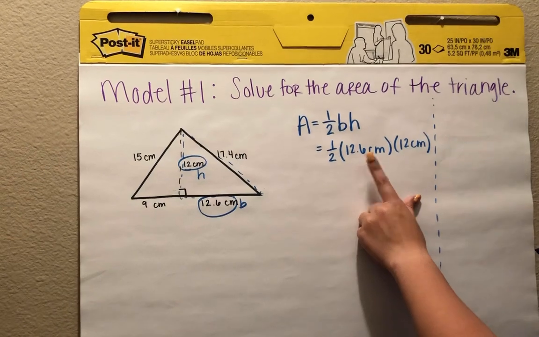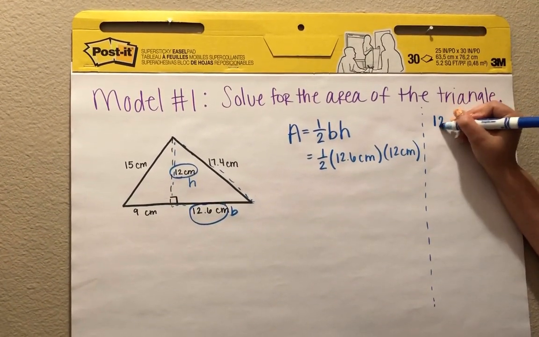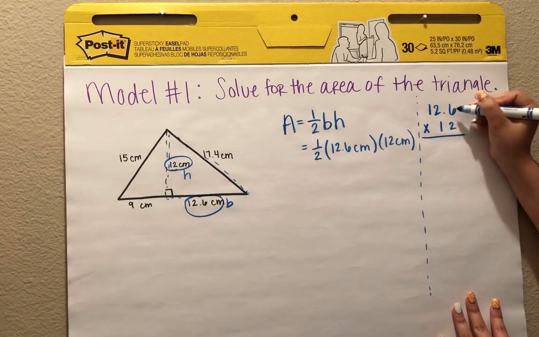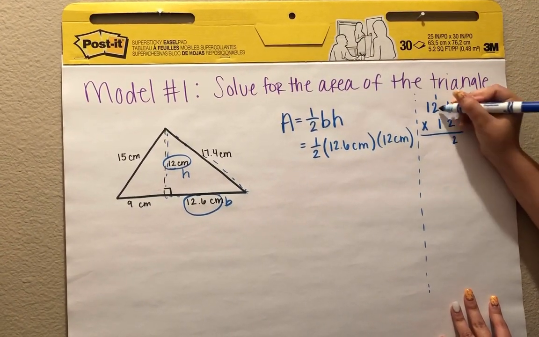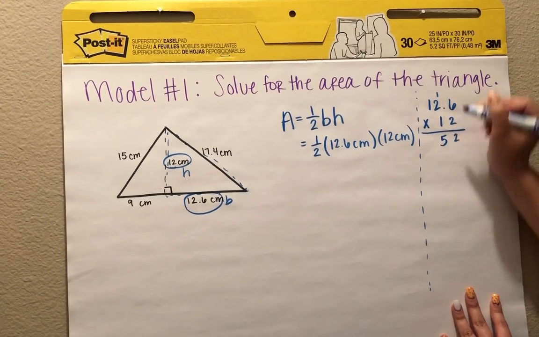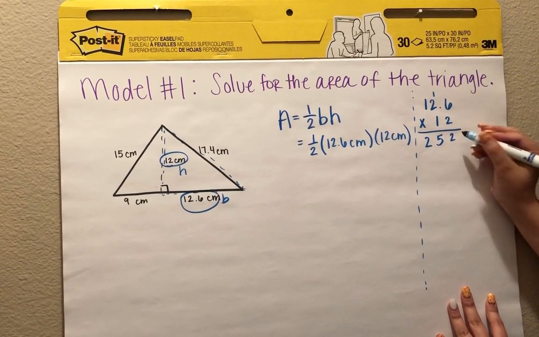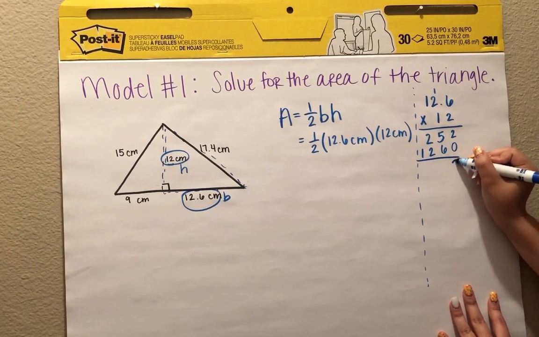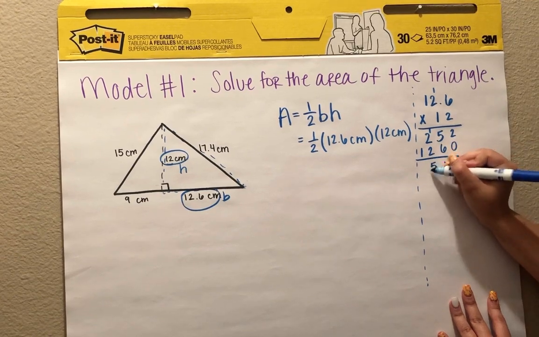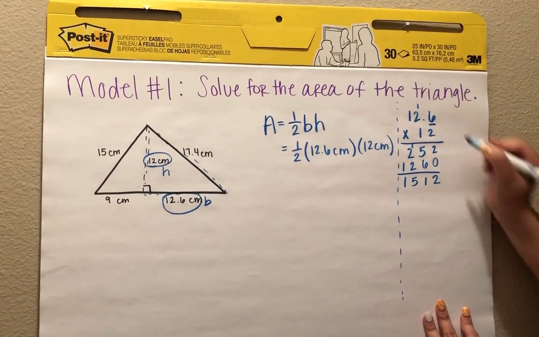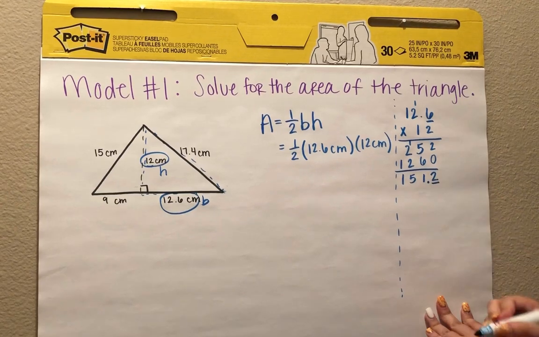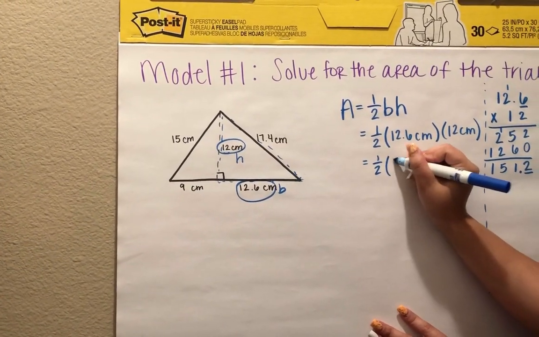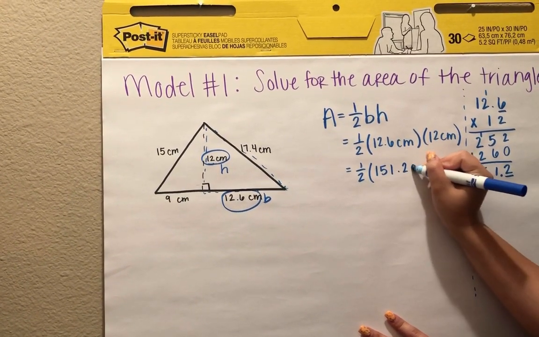Alright, so now I'm going to go ahead and solve these. So first I'm going to multiply the base times the height. So 12.6 times 12. 6 times 2, that's 12. 2 times 2 is 4, plus 1 is 5. 2 times 1 is 2. 1 times 6 is 6. 1 times 2, and 1 times 1. Add them up, 2, 11, 5, 1. There's one decimal place, so I know I have one decimal place in my answer. So I have a half times 151.2 centimeters squared.